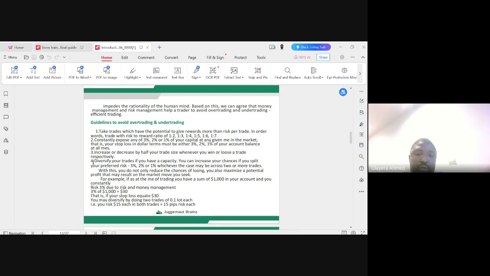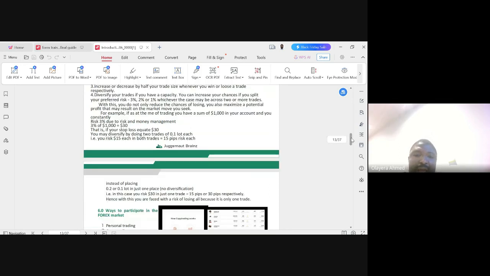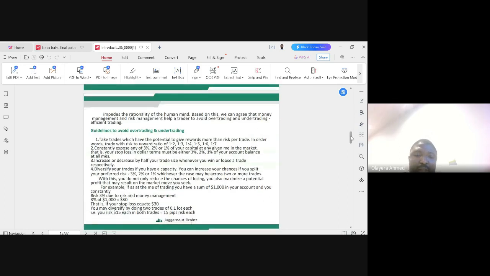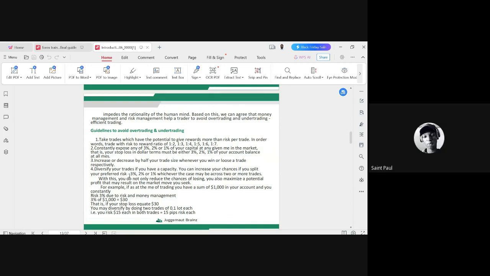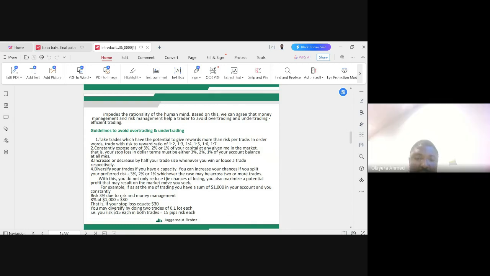That's that. Then four, diversify your trades if you have the capacity. Meaning that whatever percentage you want to trade, you can try as much as possible to use two or more trades to do it. You can increase your chances if you split your preferred risk, that's 3%, 2%, or 1%, whichever the case may be, across two or more trades at all times.